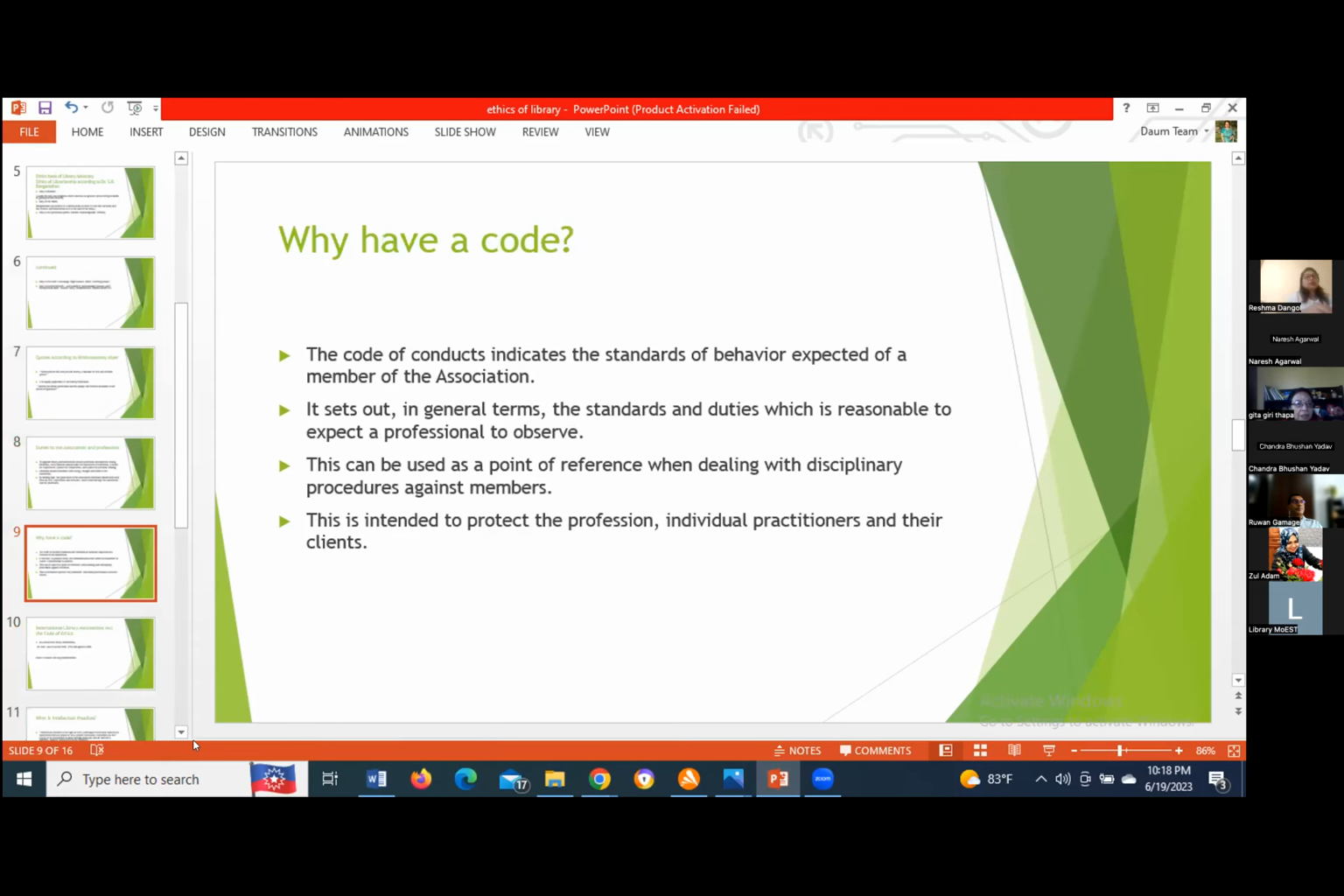We have a code. The code of conduct indicates the standards of behavior expected of a member of the association, to set out in general terms the standard and duties which it is reasonable to expect a professional to observe. This can be used as a point of reference when dealing with disciplinary procedures against members. Thus it is intended to protect the profession, individual practitioners, and their clients.